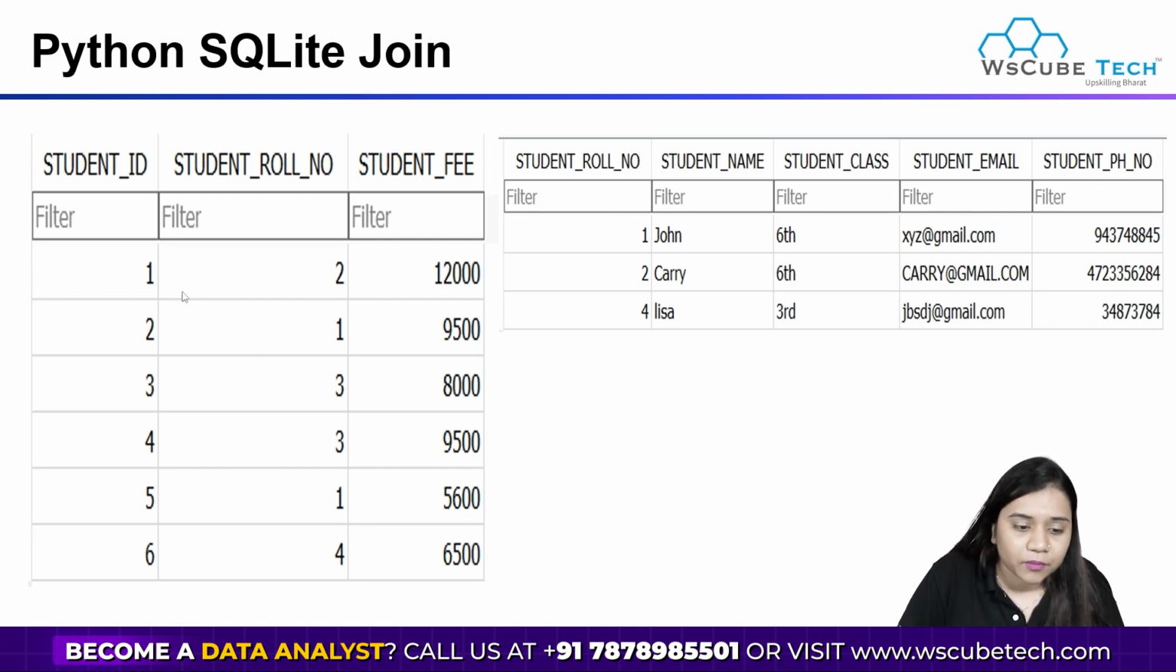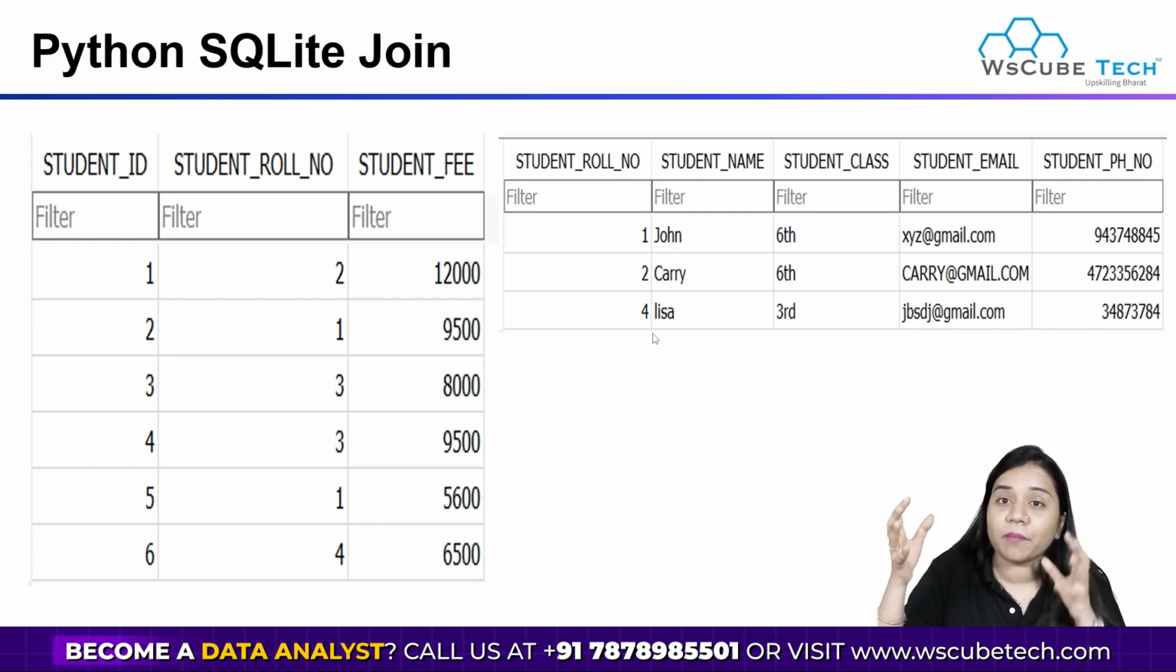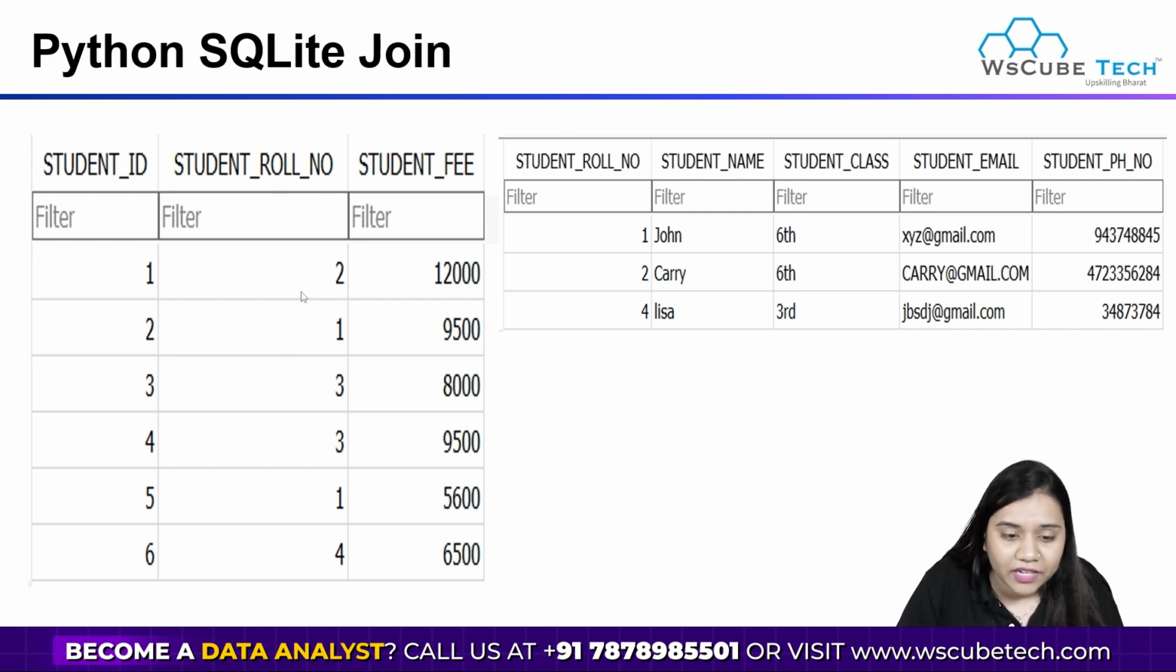Student ID here is 1, 2, 3, 4, 5, 6, so we are not going to use that. Lastly, we have student roll number. Roll number is something common in both of them, which can match them. With the help of this, we can match it: roll number 2 has provided 12,000.